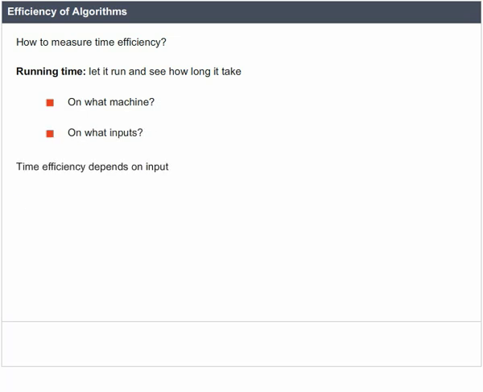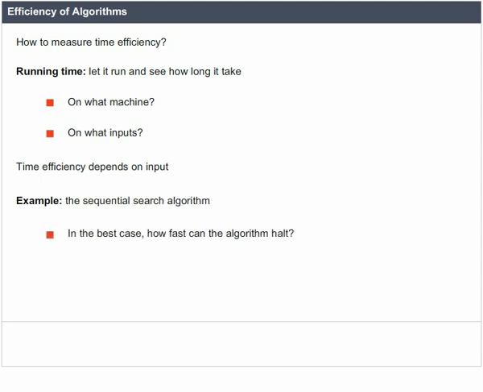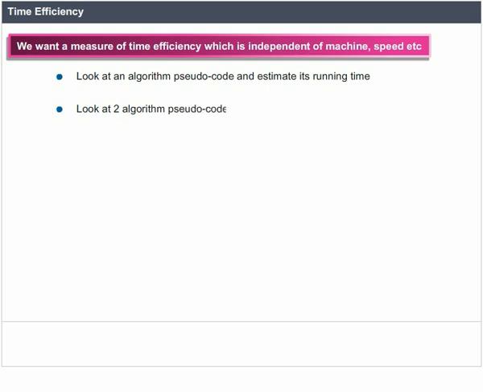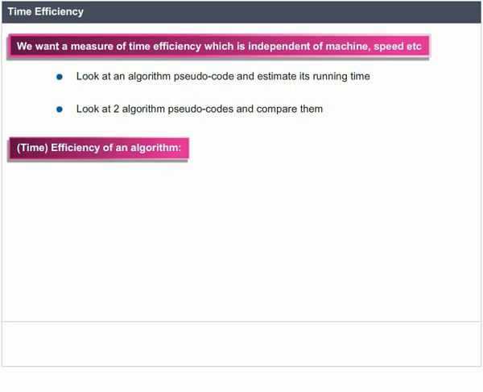Example, the sequential search algorithm. In the best case, how fast can the algorithm halt? In the worst case, how fast can the algorithm halt? Time efficiency. We want a measure of time efficiency which is independent of machine, speed, etc. Look at an algorithm's pseudocode and estimate its running time. Look at two algorithms' pseudocodes and compare them. Time efficiency of an algorithm is the number of pseudocode instructions, or steps, executed.